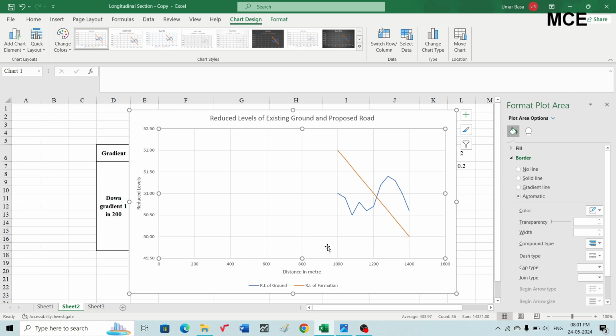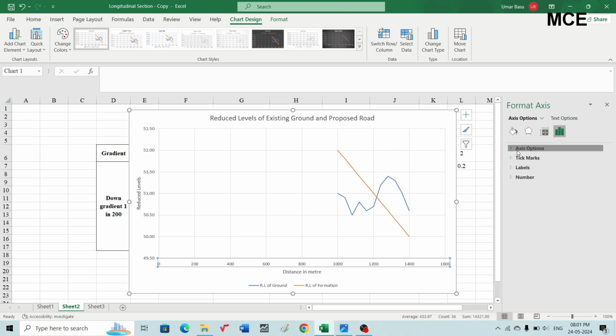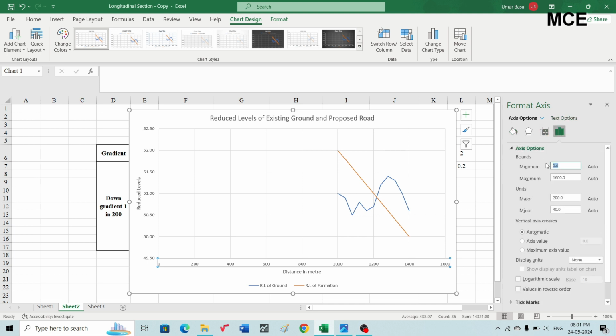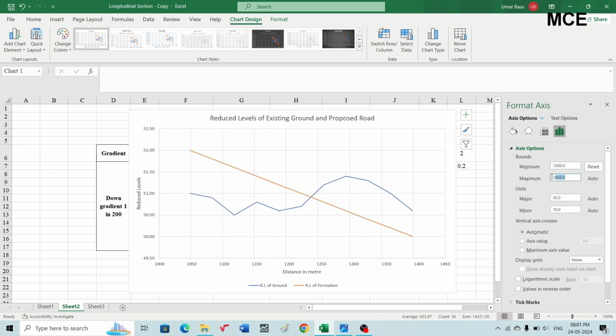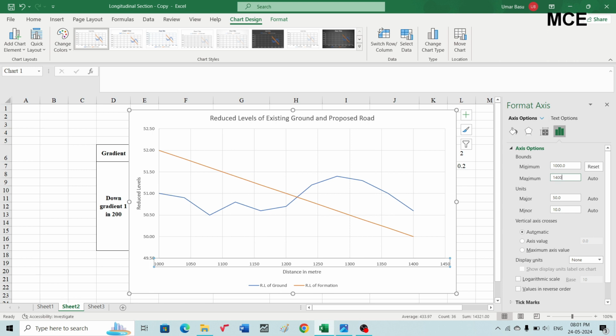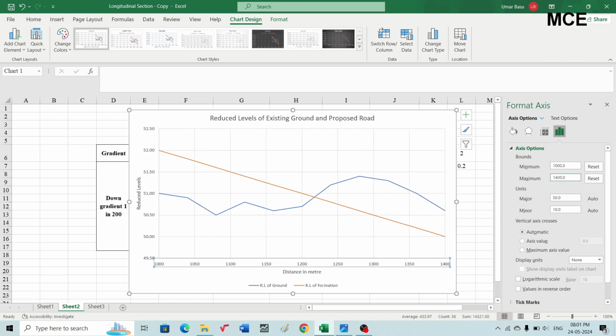Our first chainage starts at 1000 meters, so select the horizontal axis, go to the axis options, and let the minimum value be 1000 and maximum be 1400, which is our last chainage. Since the distance between the corresponding chainages is 40, let the unit of measure be 40. So this is our L section.